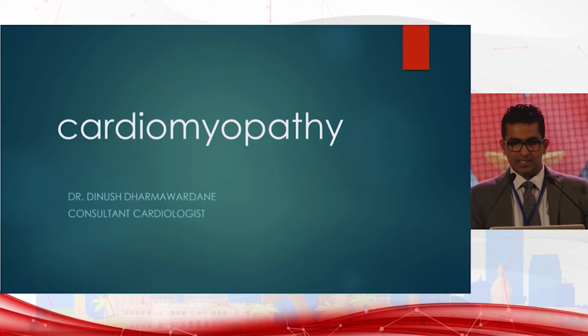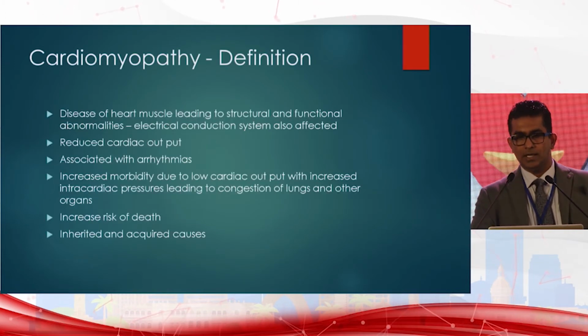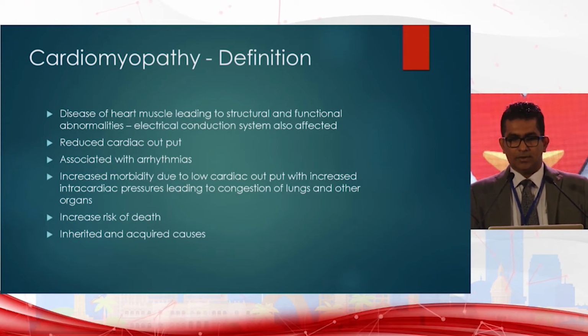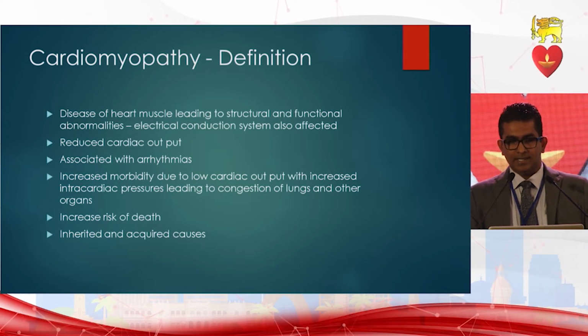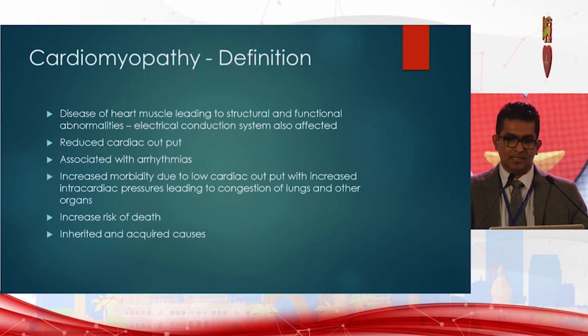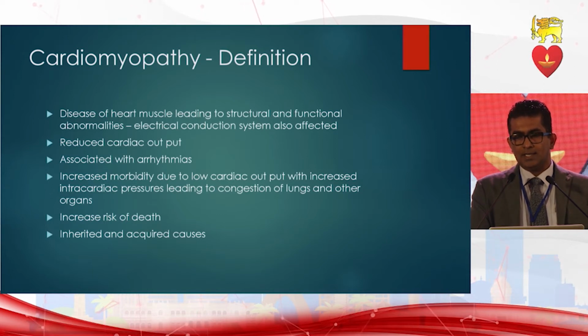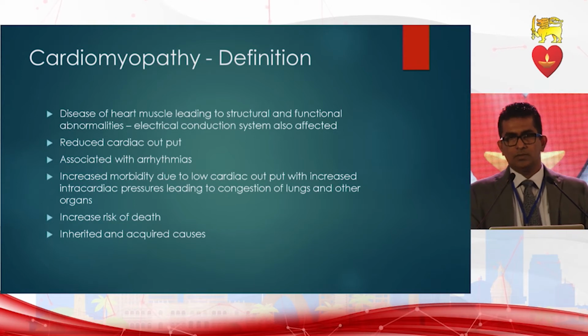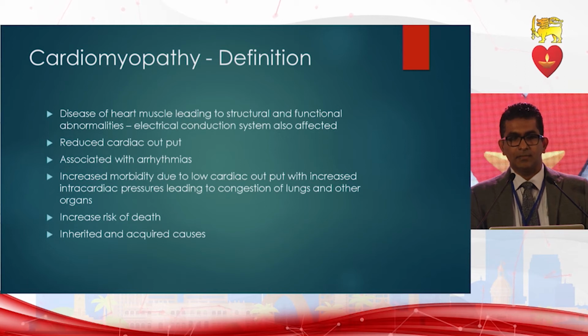And today's topic for the next 30 minutes is going to be cardiomyopathy. So, what is actually cardiomyopathy? It's a word derived from Greek language. Cardio means heart, myo means muscle, pathy means disease. So, disease of the heart muscle. It could be a functional or structural abnormality. And as you know, the human heart has 4 chambers, 2 muscular chambers called ventricles, and embedded in the muscle is the conduction system.